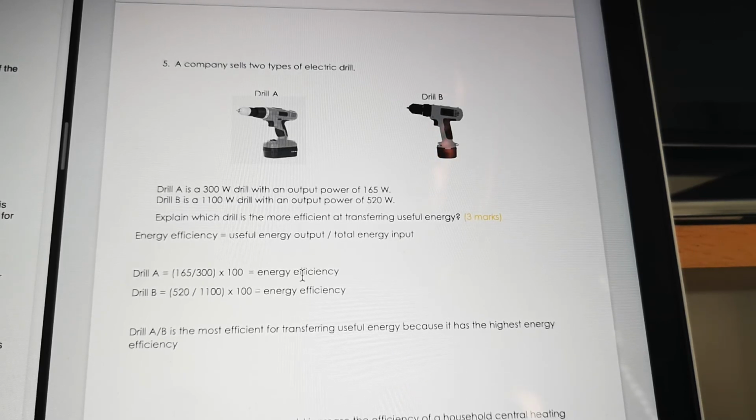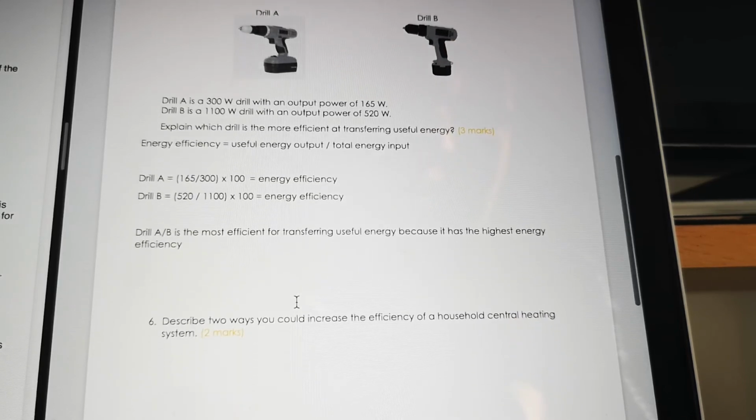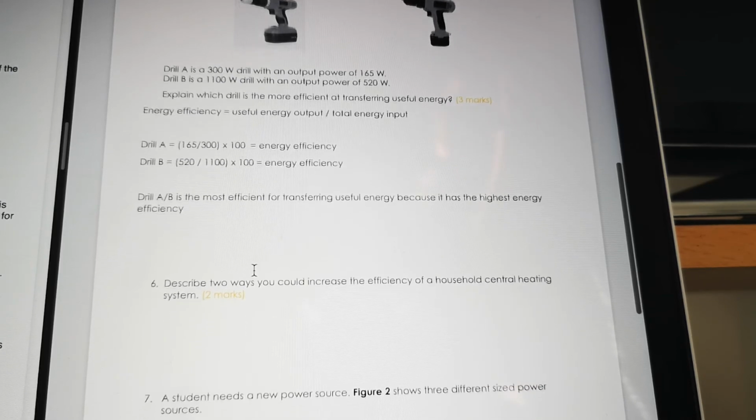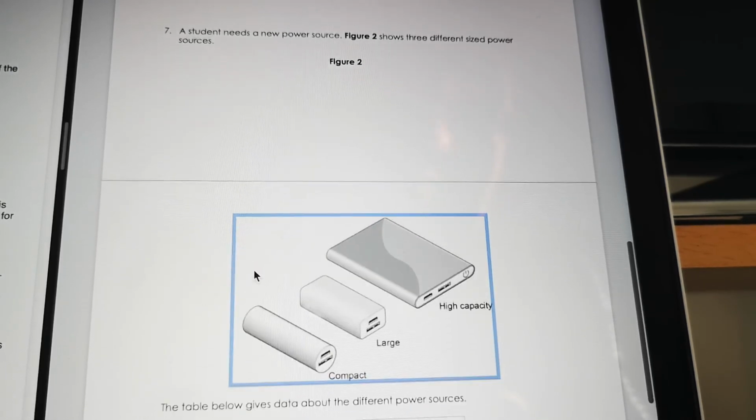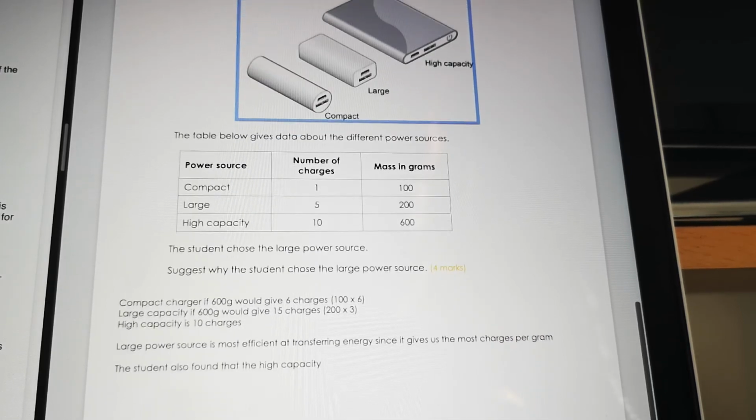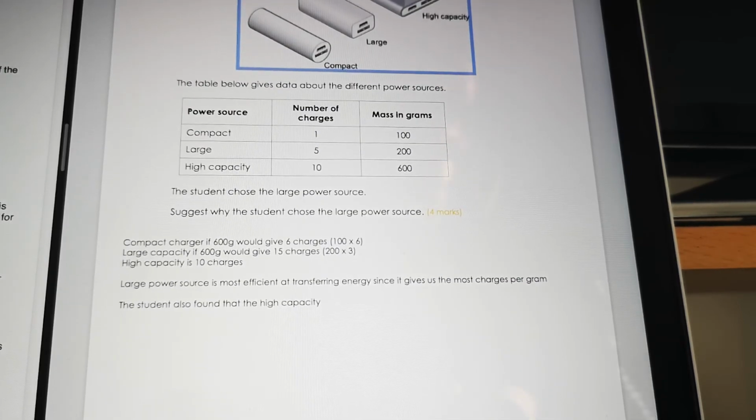Then you would do, for the second one, 520 divided by 1,100. That will give us your energy efficiency. And then you say whether drill A or drill B is the most efficient for transferring useful energy because it has the highest energy efficiency or whatever. These ones you will find the answer. This one you'll find the answer in your PowerPoint. And then this is the last one here.